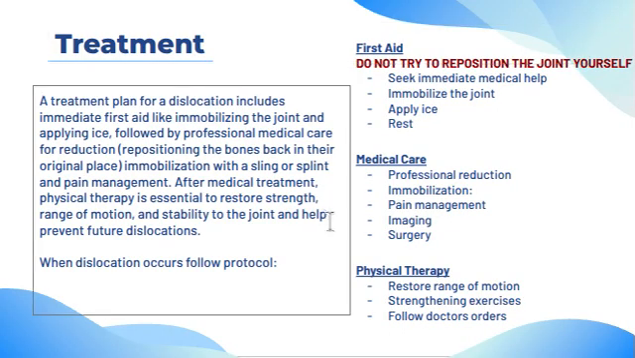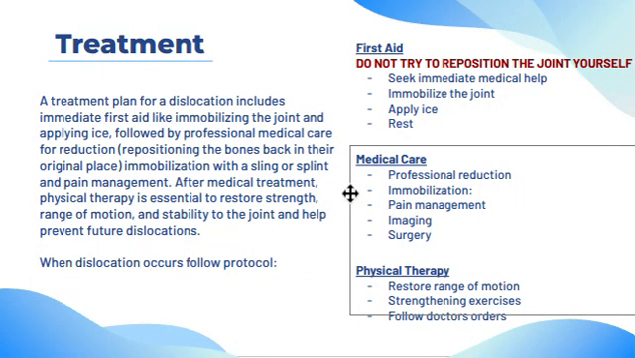Then moving on to medical care. So, professional reduction. A healthcare provider will use a technique called a closed reduction to carefully guide the bones back into their correct position. This may involve sedation or anesthesia because it's extremely painful. And then moving on to immobilization. After reduction, the joint will be immobilized with a sling or splint for several weeks to allow the surrounding tissues to heal.